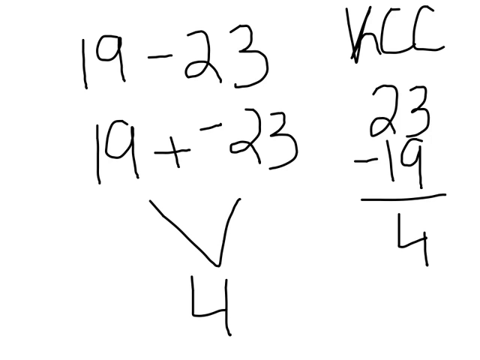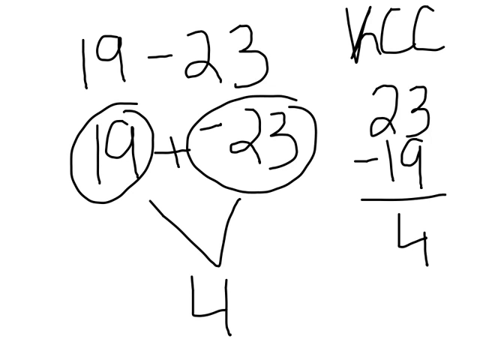Now I'm going to go back and look. Did I have more positives or more negatives? Well, I had 19 positives and 23 negatives. Since I have more negatives, my answer is going to be negative. And again, this is like saying I have $19 in my bank account. I spend 23 on my credit card. I'm going to owe the bank money, and money that I owe is always going to be negative.